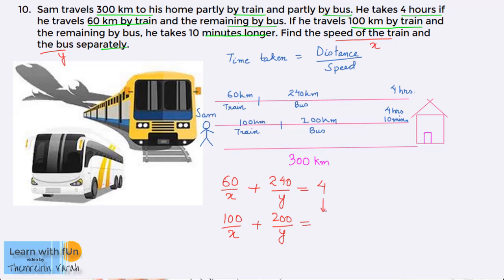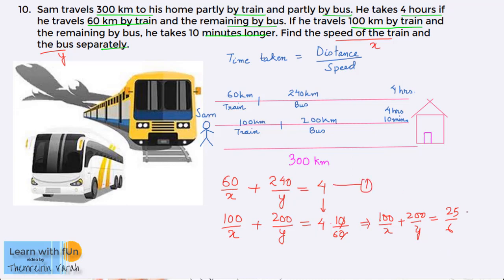10 minutes longer means 4 hours and 10 minutes. So 4 hours and 10 minutes, 10 minutes in hours: 10 minutes divided by 60 hours. Our second equation is 100 by x plus 200 by y is equal to 6 times 4, 24, 24 plus 1, 25. So 25 by 6.